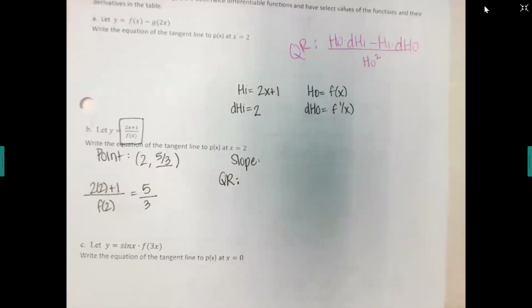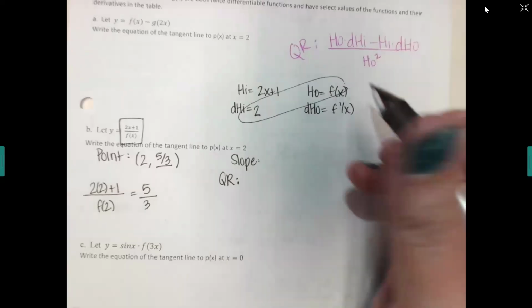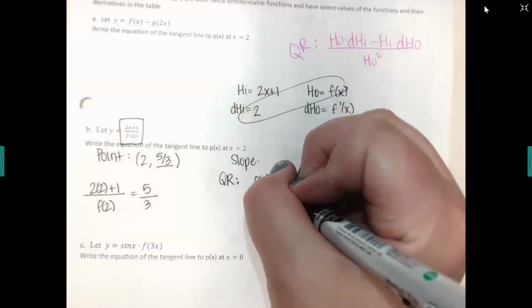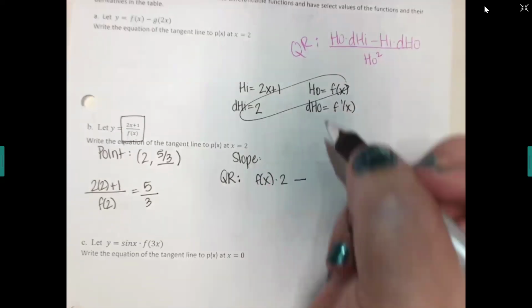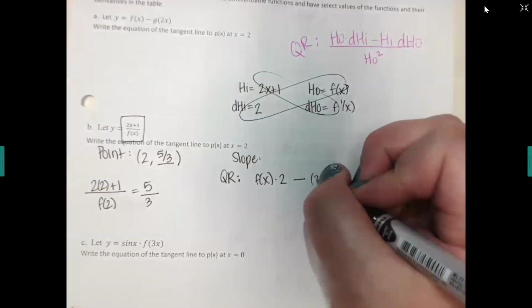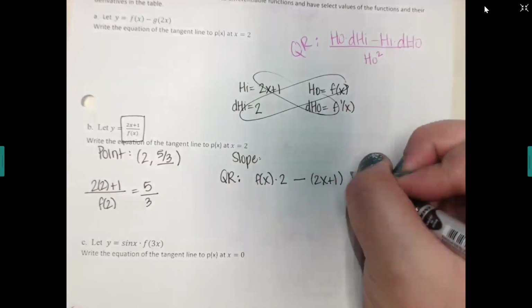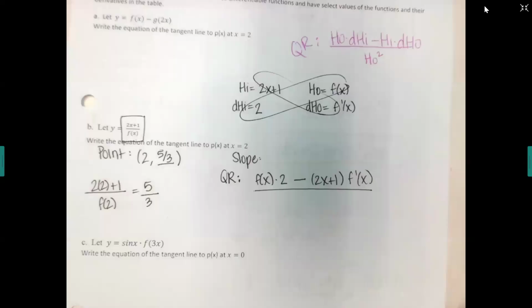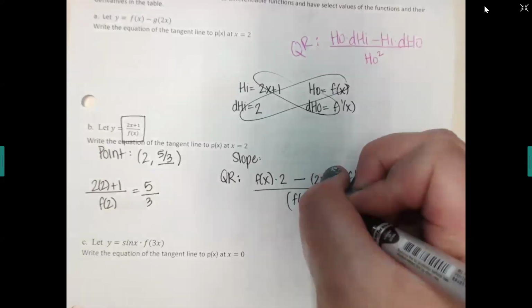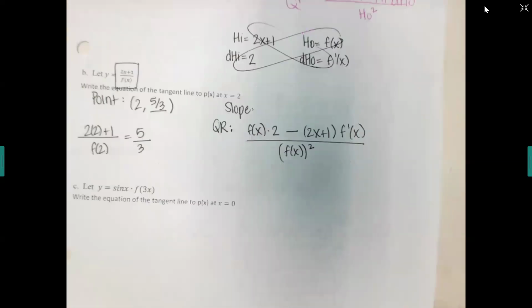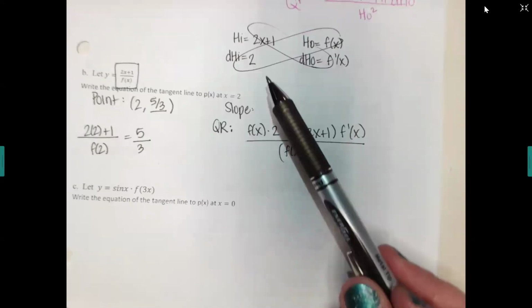All right, so let's do it. Ho d hi would be f of x times 2, minus, then hi d ho would be 2x plus 1 times f prime of x. And then over the denominator, ho squared would be f of x squared. Wait, what is the top? Hold on. 2 times f of x, that's this diagonal, minus hi d ho.